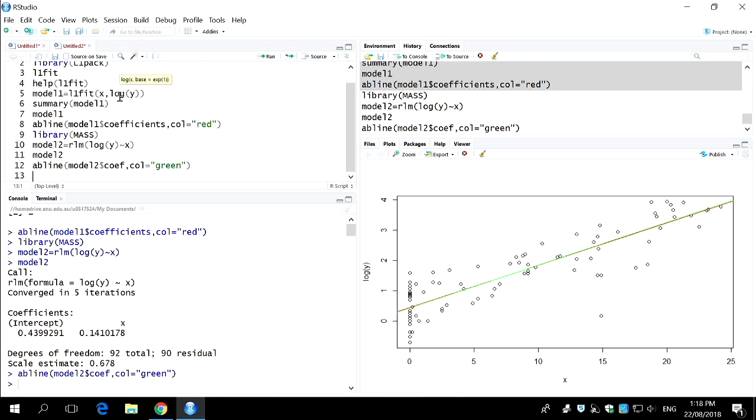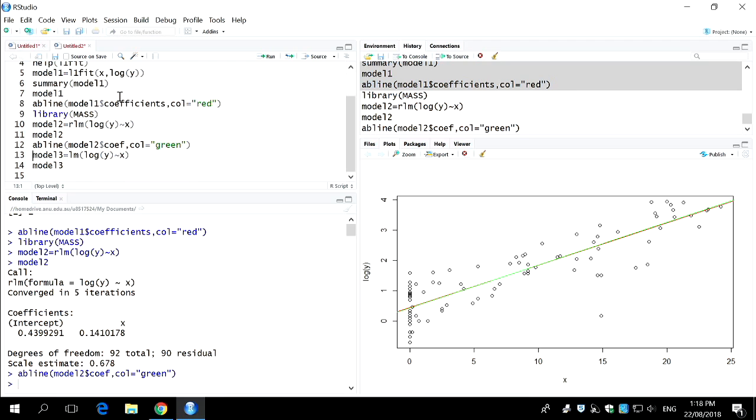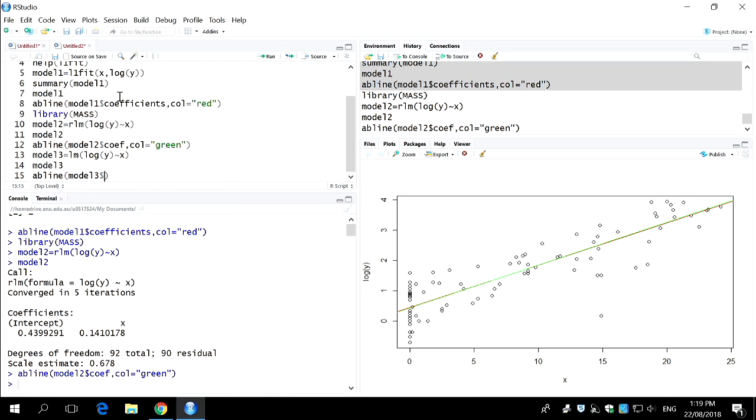And then the final one, which is least squares. Let's go ahead and fit that. Least squares is built into base R, so I don't need to load any packages. I'm just going to say model 3 is LM log y tilde x. Okay, same structure. I'm going to look at model 3, and then I'm going to add the abline. So I'll run all this in a second.